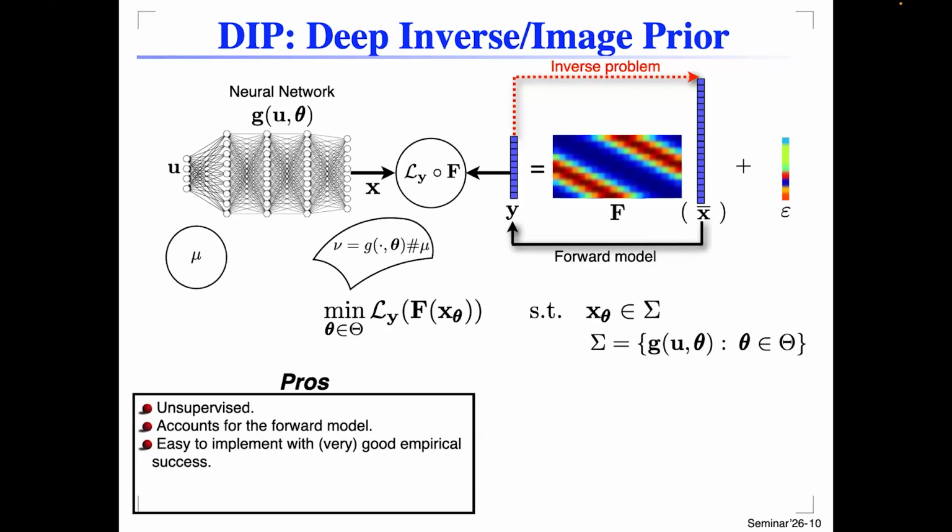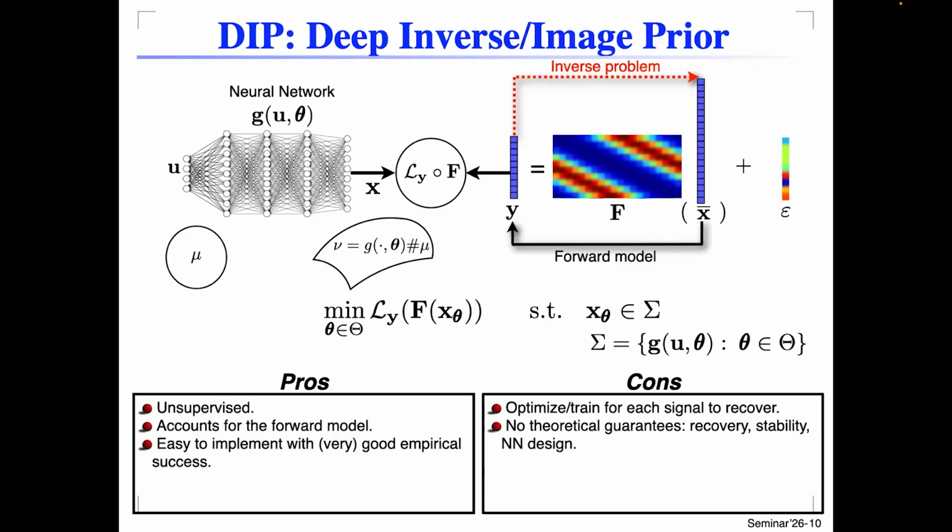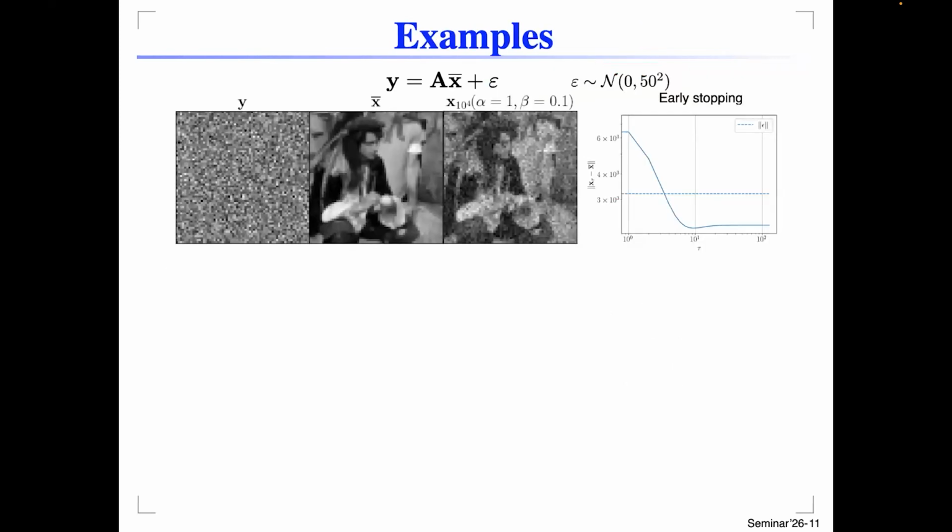Okay. So this is completely unsupervised. It accounts for the forward model. Very easy. You can ask any student to implement it. However, you don't have, in fact, any theoretical guarantees. It appears even very naive, and I'm going to show you an example. When I saw this the first time, I was really very surprised.